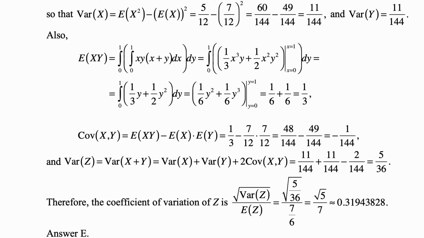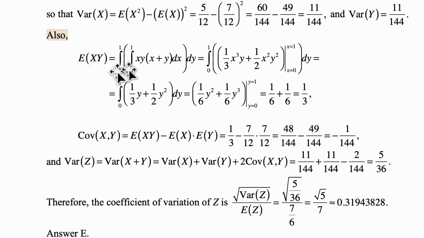So that the variance of x is E of x squared minus E of x, the whole quantity squared. That's 5/12 minus 7/12 squared, so 60 over 144 minus 49 over 144, if we find the common denominator, and that's 11 over 144. And of course, variance of y is the same, 11 over 144, because of symmetry.